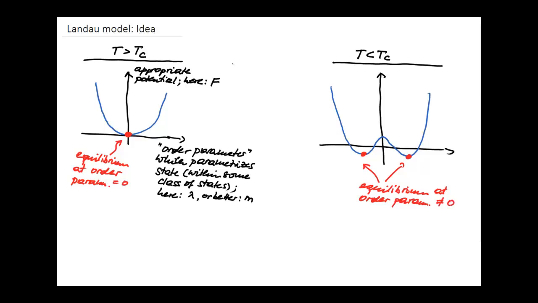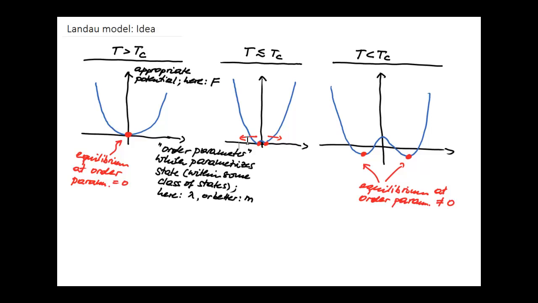Let me squeeze in the case where the temperature is just below the critical temperature, to see how this evolves as I lower the temperature. Then the equilibria are different from 0, but very close to 0. And then as I lower the temperature further, they move further away from order parameter being equal to 0. What I drew here is characteristic for a second order phase transition.